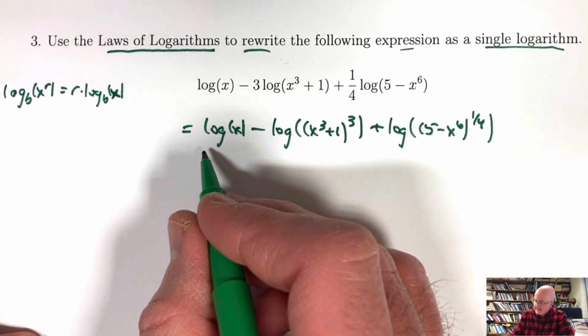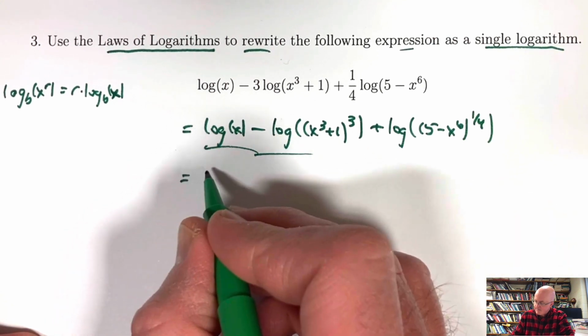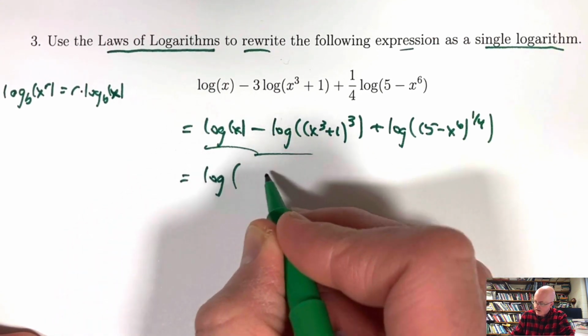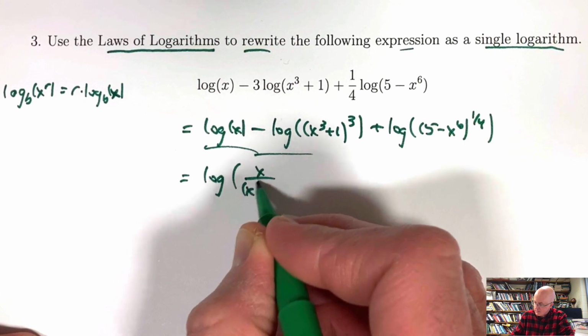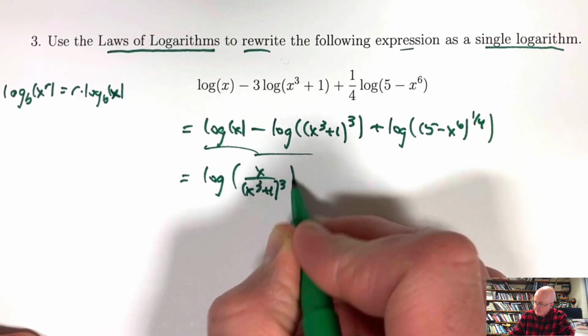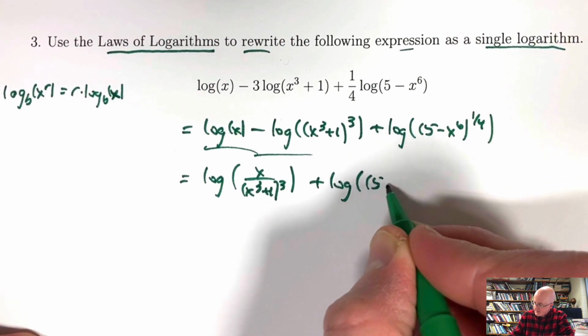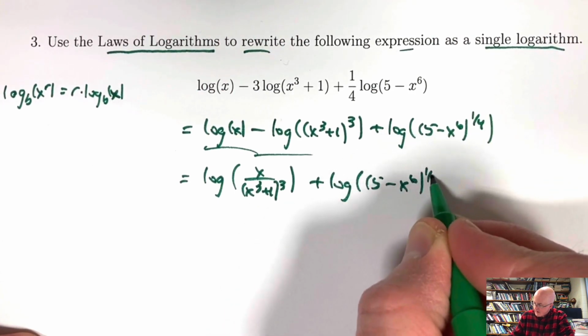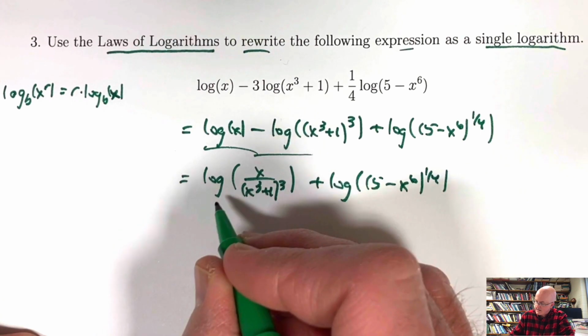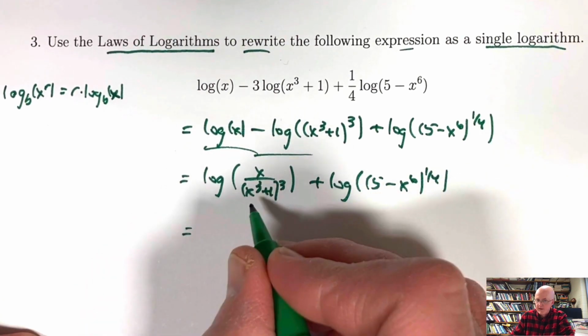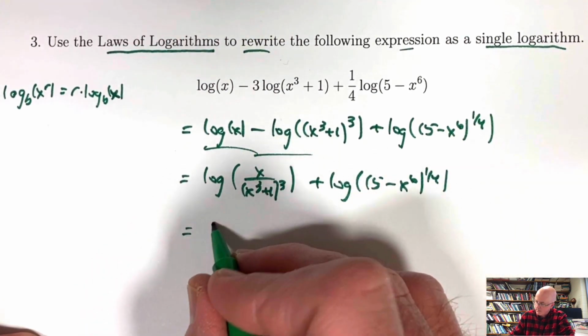Then you could, as a next step, for example, combine these two things and say this is the log of x over x cubed plus 1 cubed, and then add on this other logarithm. There I just use the fact that the difference of 2 logs is the log of their quotient. In the final step, we've got the sum of 2 logs. That's going to be the log of their product.